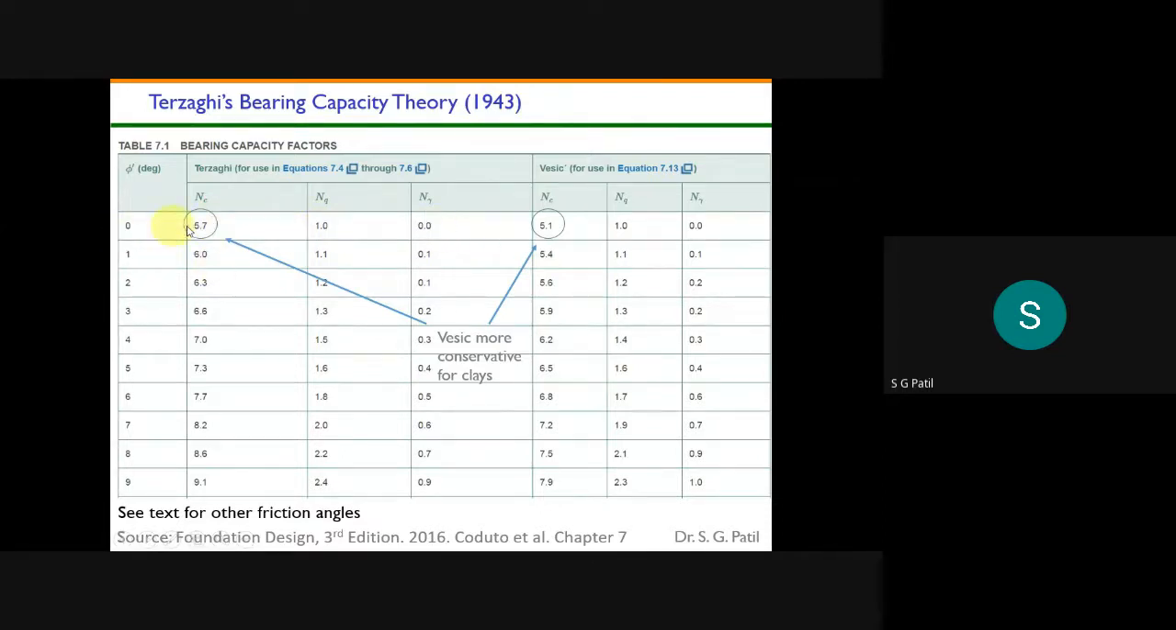You have to remember this case because sometimes they expect you to remember it for phi equal to 0. These values will not be given in the problem: 5.7, 1 and 0, and it is also easy to remember. Nq will be 1, N gamma 0, and Nc will be 5.7. No need to remember for other phi values. At least for phi equal to 0 you should remember, because for other phi values they will give them in the problem itself.